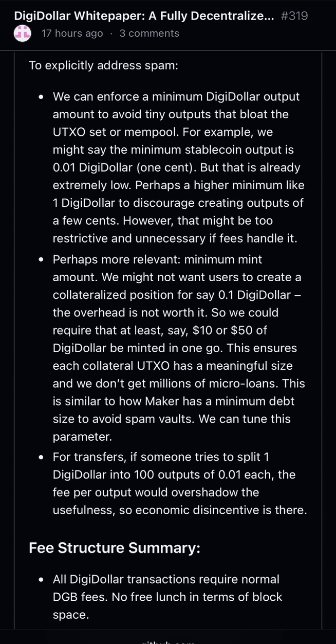Perhaps more relevant, minimum mint amount. We might not want users to create a collateralized position for say 0.1 DigiDollar, the overhead is not worth it. So we could require that at least, say, $10 or $50 of DigiDollar be minted in one go. This ensures each collateral UTXO has a meaningful size, and we don't get millions of microloans. This is similar to how Maker has a minimum debt size to avoid spam vaults. We can tune this parameter.